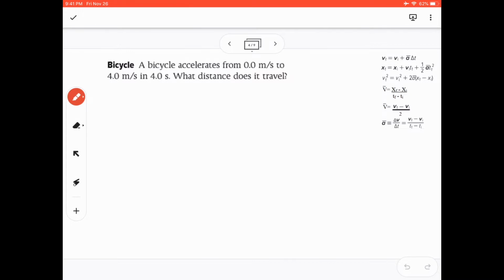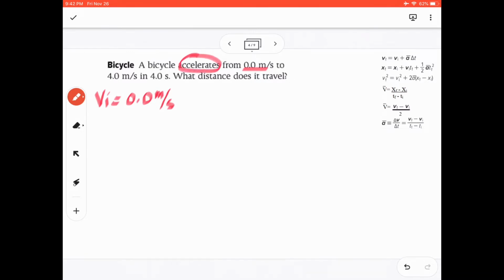What distance does it travel? So first we're going to list our given. VI is equal to 0.0 meters per second. Initial velocity, because it accelerates from 0.0 meters per second. How do we know that this is velocity? Because the unit is meters per second. And then we have the word accelerates over there.